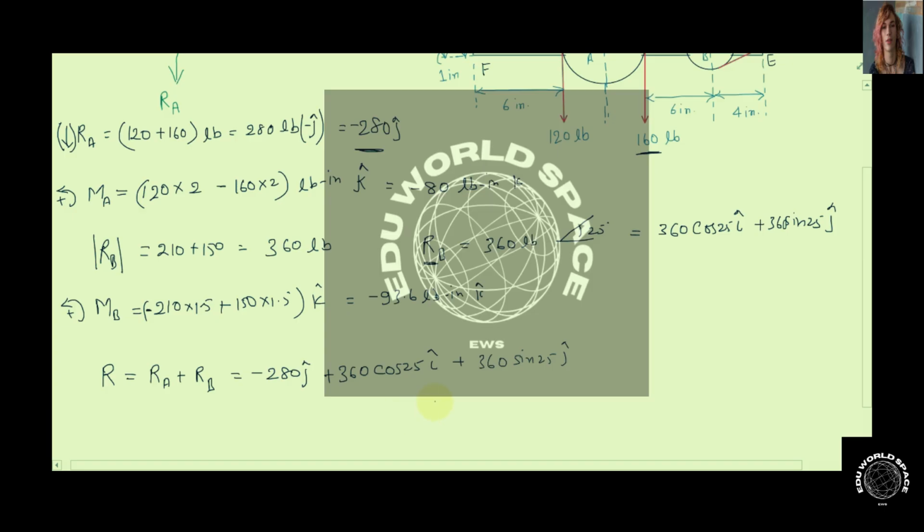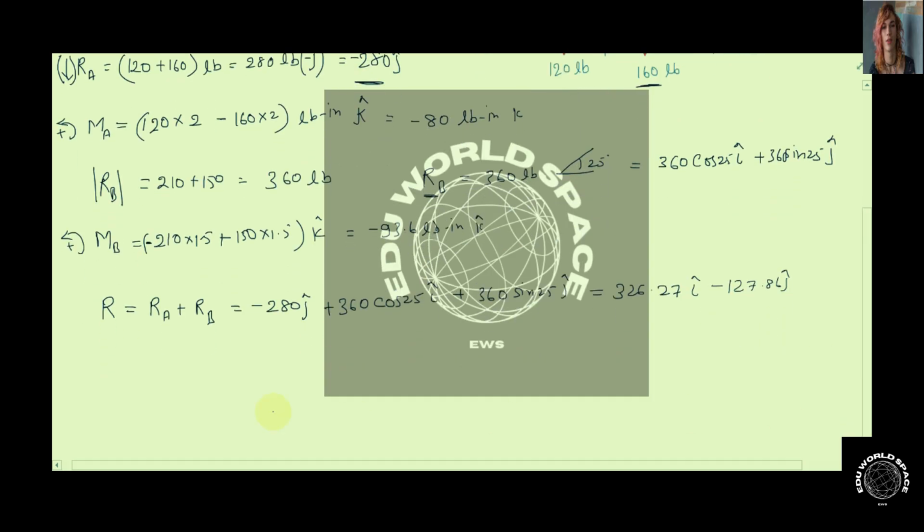Now we can collect the coefficients of i cap and j cap, so this comes out to be 326.27 i cap minus 127.86 j cap. Hence the result of the answer for the first part is that the equivalent force will be 326.27 i cap minus 127.86 j cap.